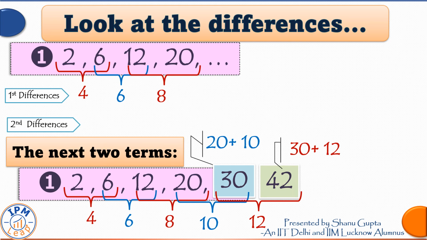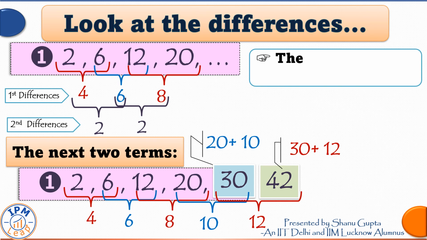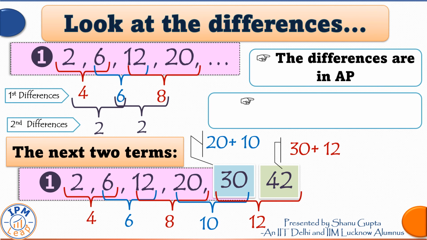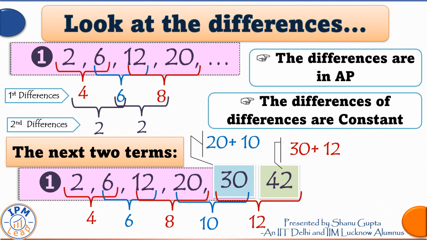42. These differences are in arithmetic progression because if you take the difference of these differences, that would be a constant. 6 minus 4 is 2 and so is 8 minus 6 is 2. So the pattern is loud and clear. The differences of differences is a constant for this series. Let's see if the same pattern holds true for the other two sequences as well.